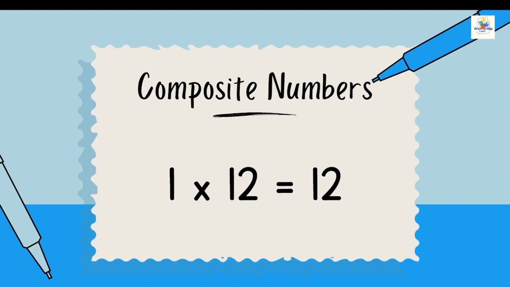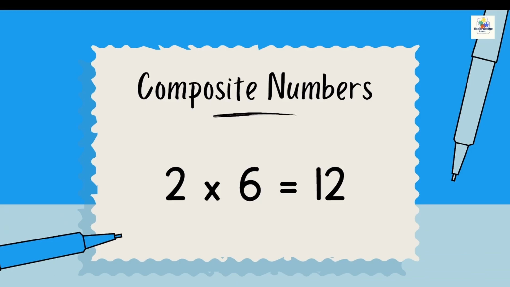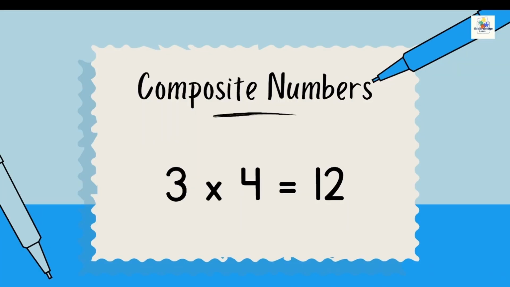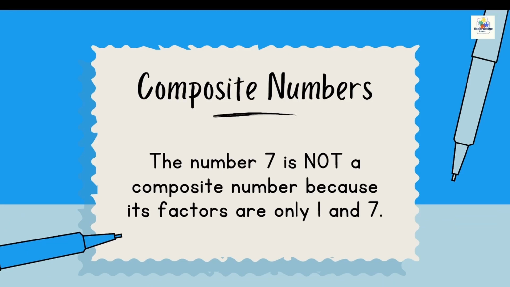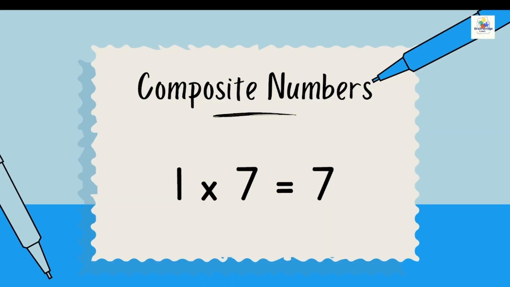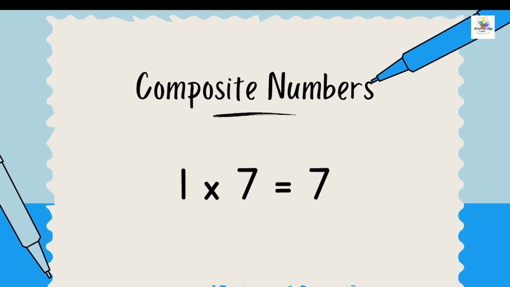So for the composite number, 1 into 12 equals 12. 2 into 6 equals 12. 3 into 4 equals 12. The number 7 is not a composite number because its factors are only 1 and 7. 1 into 7 equals 7.